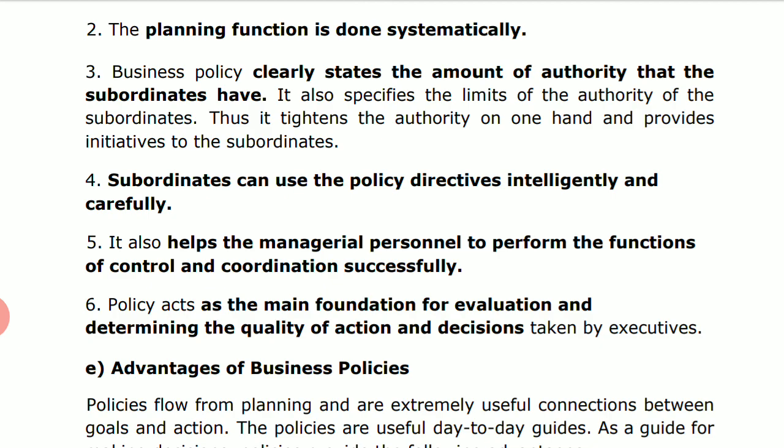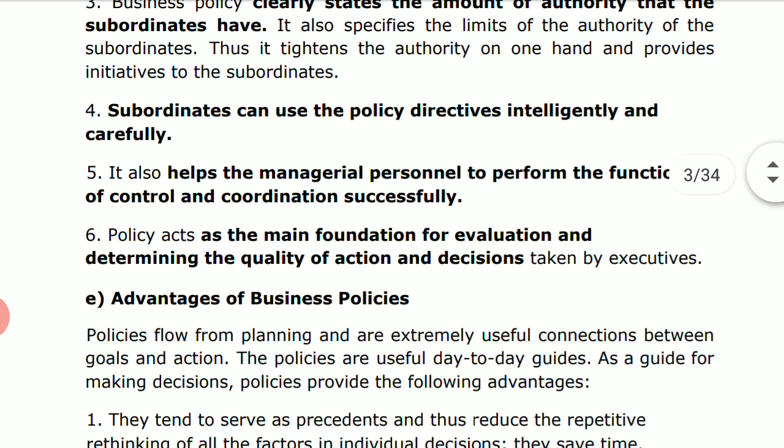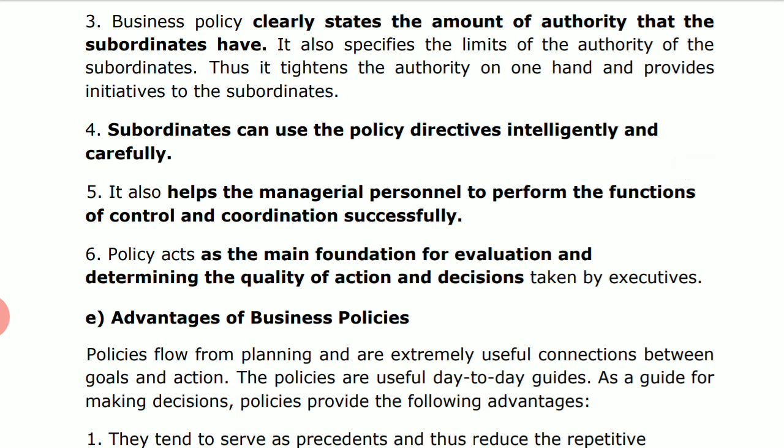Next, business policy clearly states the amount of authority that the subordinates have. That means we come to know the authority, roles and responsibilities of persons working at each level. So it also specifies the limit of authority of the subordinate. Ultimately we come to know that this is the framework within which a person needs to work, or is given the authority to take decisions.